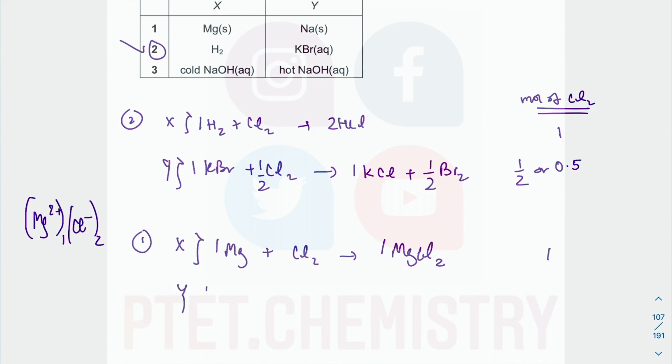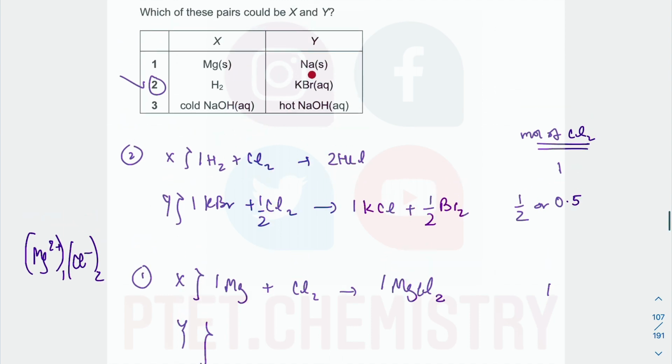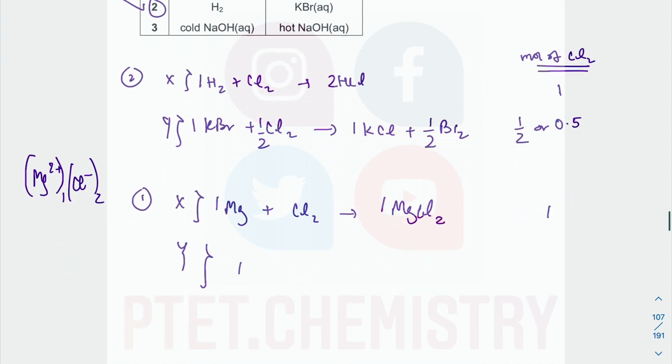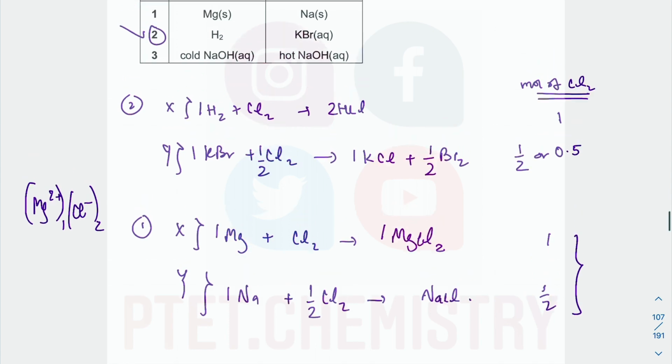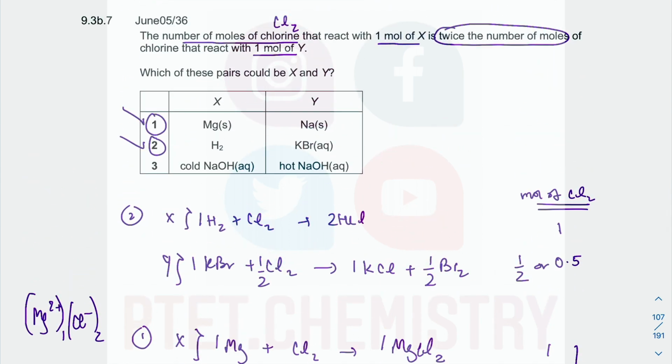How about the Y? That is sodium there. So if I try sodium, 1 sodium plus Cl2 gives me NaCl, so Na plus Cl minus, so this would be half, this would be half, and again for X this is double, this is 2 times half. So number 1 is again correct. I can tell you 3 is wrong because I know this chemistry.